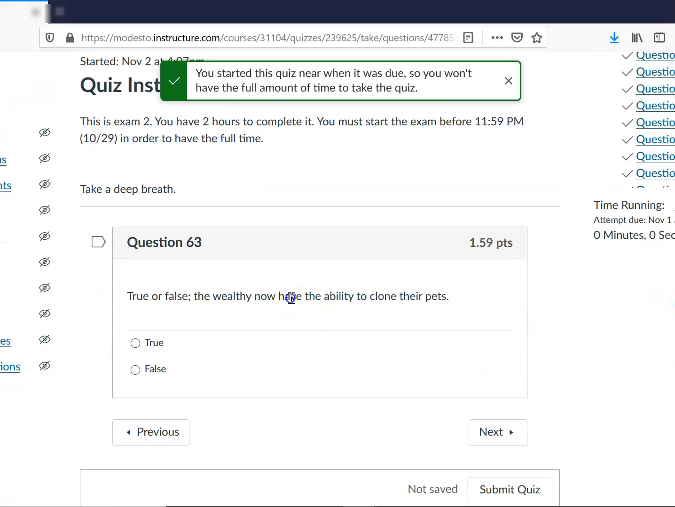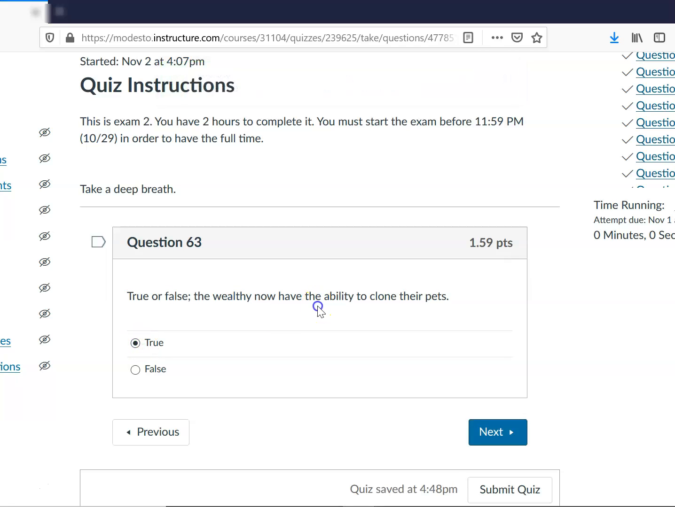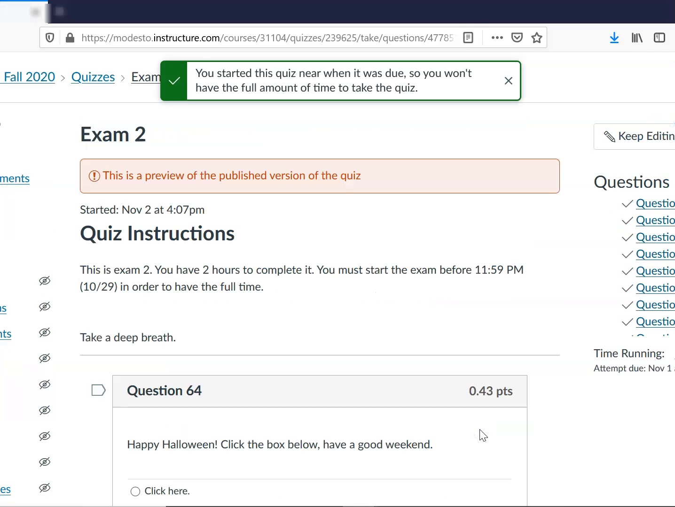True or false? The wealthy can now have the ability to clone their pets. Absolutely true. If you checked out my lecture on Dolly, you would know that it is very possible to clone higher eukaryotic organisms, and people are paying like $100,000 or like $50,000 to get their pet cloned, which is kind of weird. Kind of cool, I guess, but kind of weird.